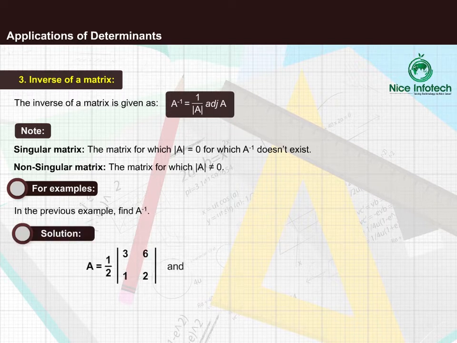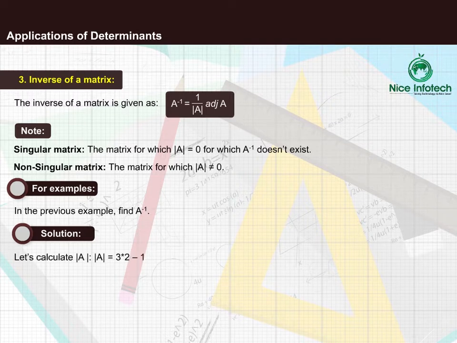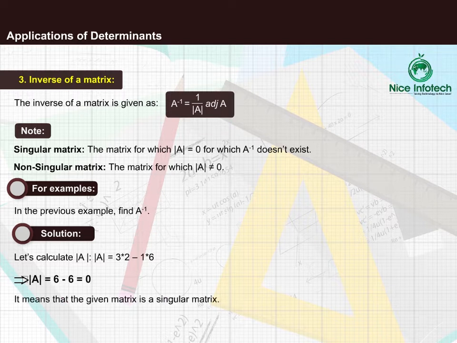For example, in the previous example, find A inverse. Solution. Since matrix A is given and we have calculated adjoint A, let's calculate the determinant of A, which is found out to be 0. It means that the given matrix is a singular matrix. For the given matrix, A inverse doesn't exist.